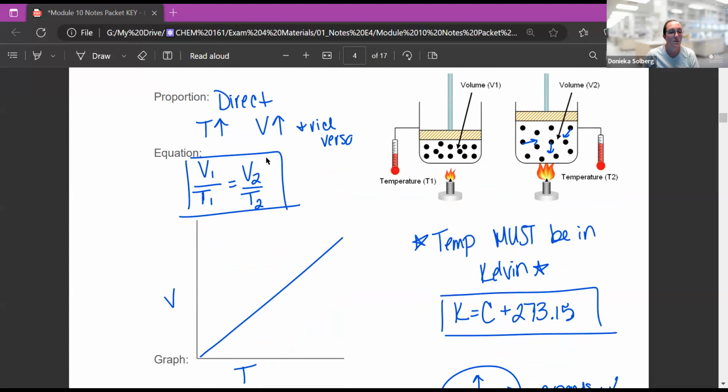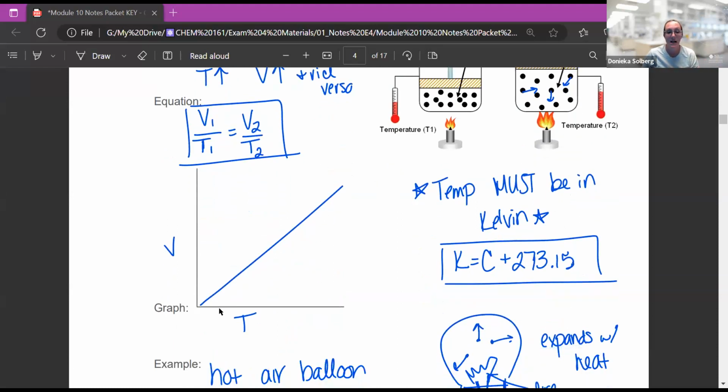So volume goes up. That means that this also has to go up so that they match. Direct relationships are going to look more like this. V1 over T1 equals V2 over T2. Now, if I'm in the lab and I graph this, I'm going to get a nice, pretty straight line. As the temperature increases, the volume increases. This is how your direct relationships are going to work. Again, you will see this in the lab.